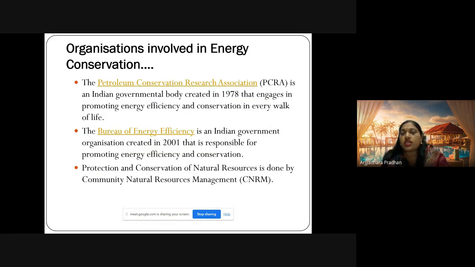Then the various organizations involved in energy conservation include the Petroleum Conservation Research Association, the Bureau of Energy Efficiency, and then protection and conservation of natural resources. It is done by community natural resource management. So this is a small glimpse about energy conservation.